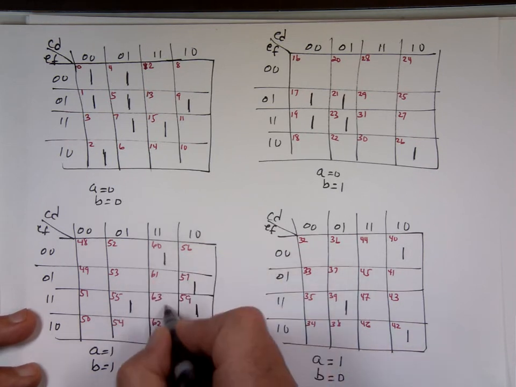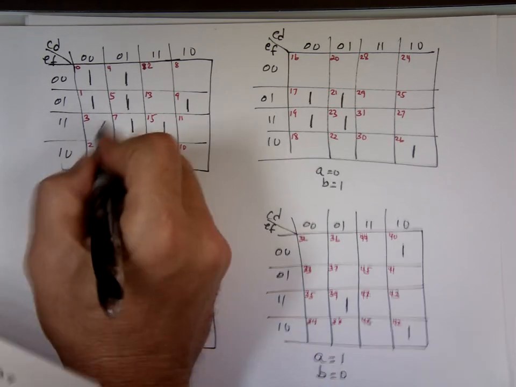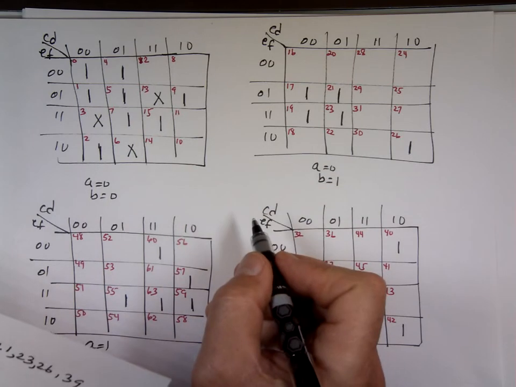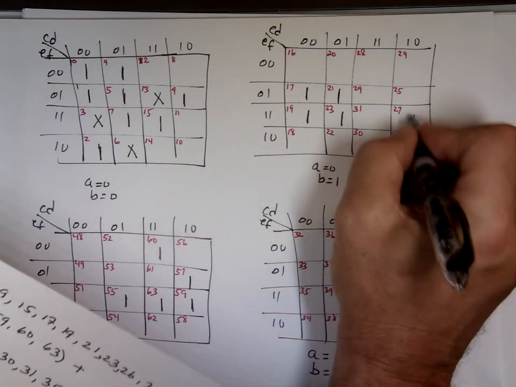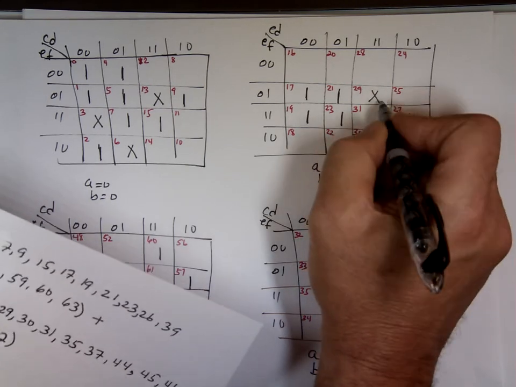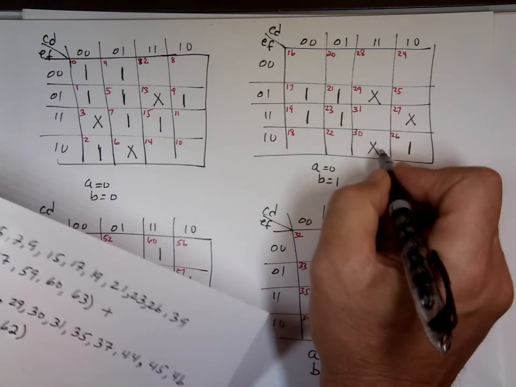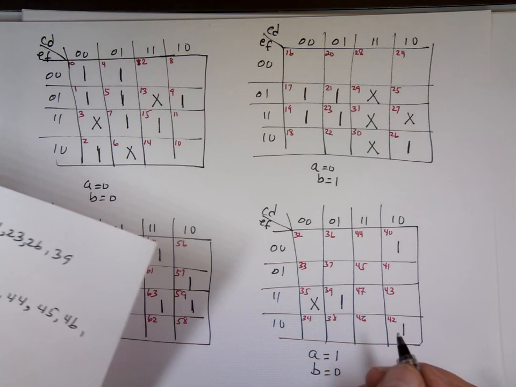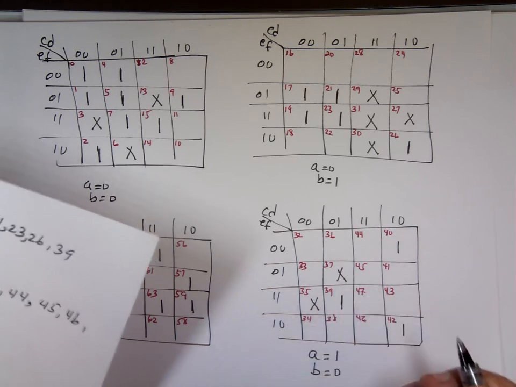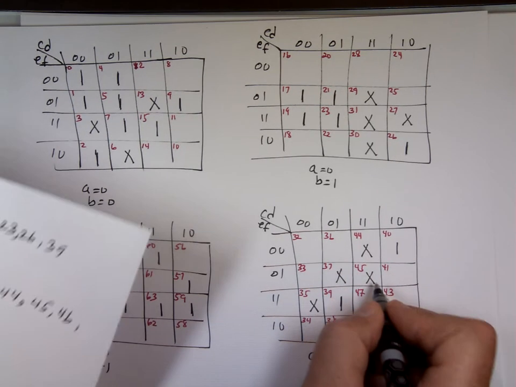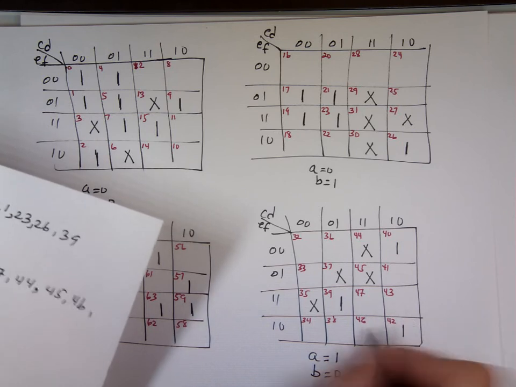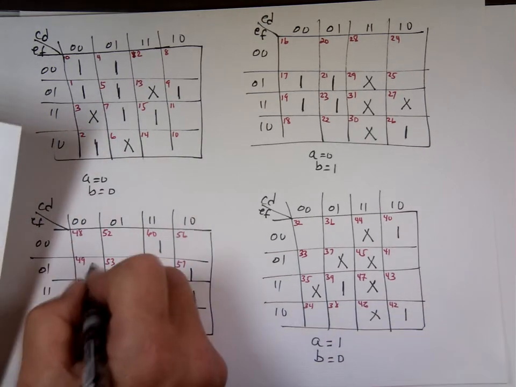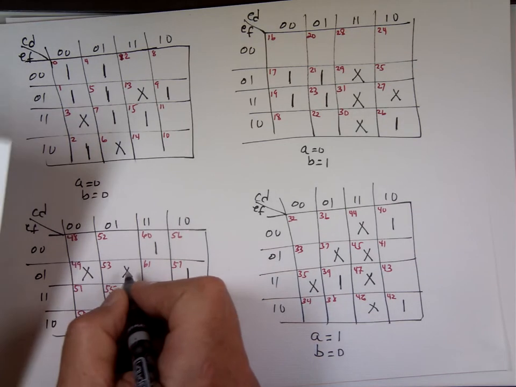Now the don't-cares are at 3, 6, 13, 27, 29, 30, 31, 35, 37, 44, 45, 46, 47, 49, 53, 61, and 62.